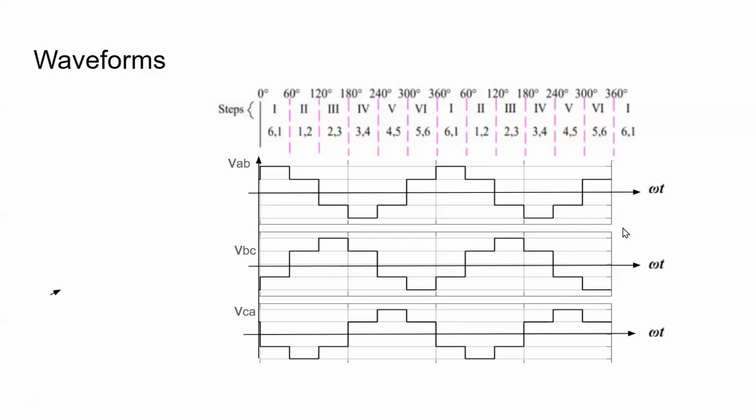So we have seen the 3-phase voltage source inverter in 120-degree conduction mode for delta connected load. And we have also drawn the waveforms of the VAB, VBC and VCA for the 6 modes of operation.